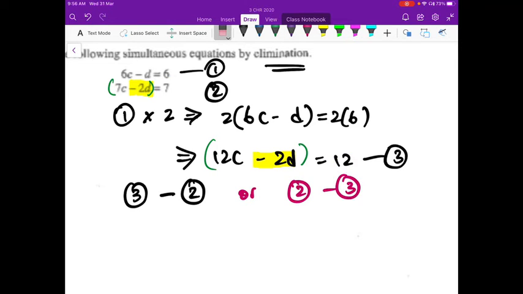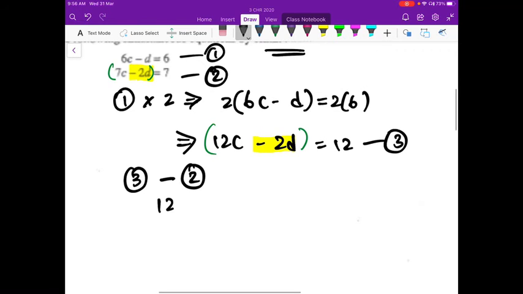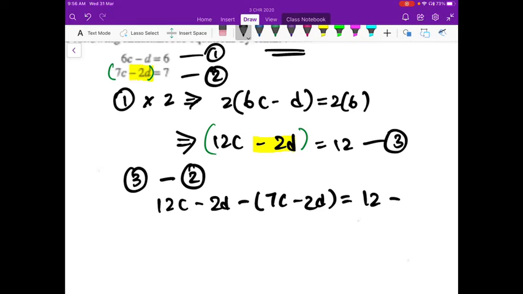So now, I will just do 3 minus 2. On the left hand side of equation 3, I have 12c minus 2d. That is the left hand side of equation number 3. I take away the left hand side of equation 2, which is 7c minus 2d. And now the right hand side: because it is equation 3 minus 2, the right hand side is 12 minus the right hand side, 7.